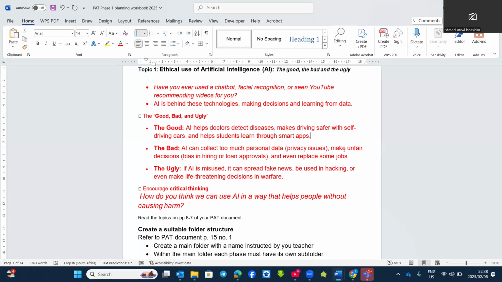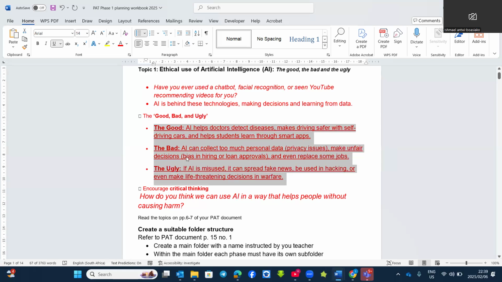Now, when you talk about the ugly side, here we are talking about the unethical, in other words, how AI can be misused. For instance, spreading fake news, or being used in hacking, or even making life-threatening decisions like in war zones and other things. These three are the ones that you must take a look at, and your work is going to be centered around these three: the good side of AI, the bad side, and the ugly side.